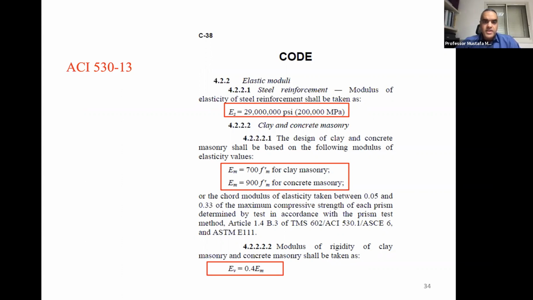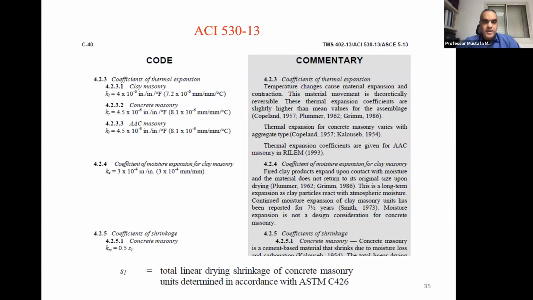So here again we have the coefficient of thermal expansion in chapter 4. We have the coefficient of moisture expansion. You have the coefficient of shrinkage. Now the shrinkage is used for concrete masonry, right? Because it's concrete, it shrinks. It's made from the same material. It does not happen in clay masonry.